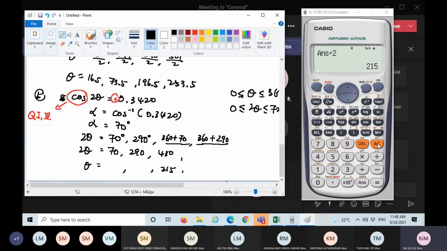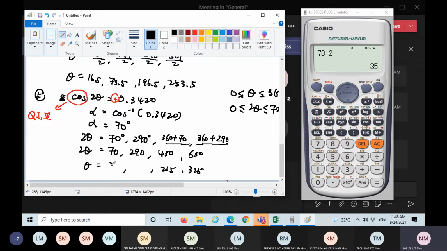Okay, next is 360 plus 290. This is 650. Same thing, divide by 2. Okay, this is 325. You see, the last one, even though it's still smaller than 361, it's still in the range, right? Okay, then the other two also do the same thing, divide by 2.